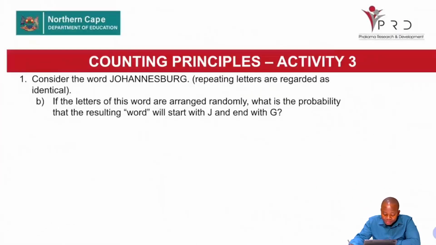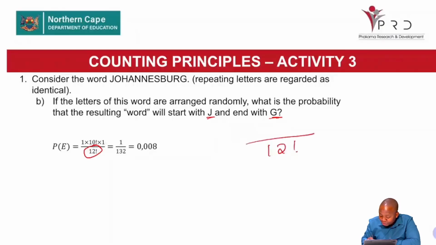Number B, what is the probability that all these letters arranged in the resulting word start with J and end with G? Now, what is happening? The total we have is 12 factorial. Remember that our total is 12. We're talking about the probability here. Now, how many ways can this be arranged? Let's check. Johannesburg.